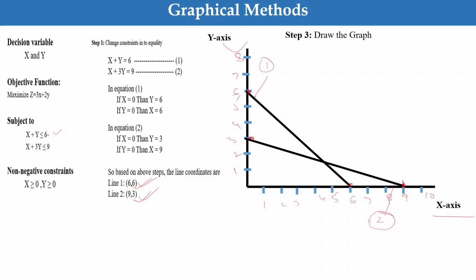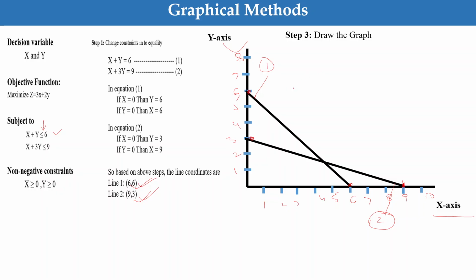Now let's see what the sign is. This sign is less than or equal to. So this is equation 1 with less than. Less than is always towards 0, this side, and greater than is always towards this side. This is what we have to keep in mind. If I say less than, it means I am moving towards 0. If I say greater than, I am moving towards the higher side.